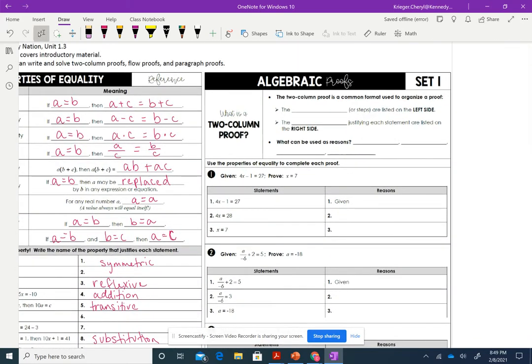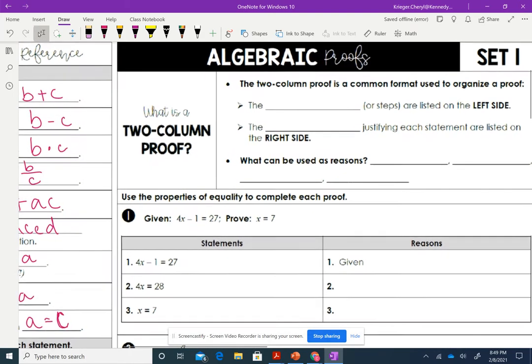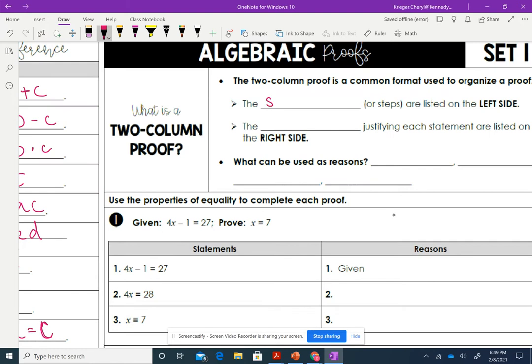So what is a two-column proof? Well, that's a good question. A two-column proof is the common format used to organize a proof. The statements are on the left side, and the reasons justifying each statement are on the right side. So statements on the left and reasons on the right. And it actually says that here, right? You guys can see it, the statements and the reasons.